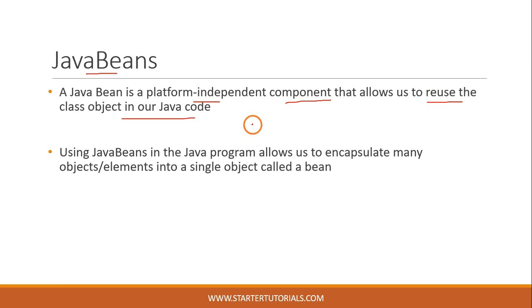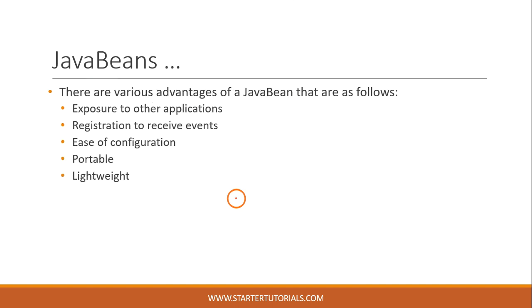Java beans can be used to encapsulate many objects into a single object, which we call a bean. A bean is a Java class, so it contains other objects and also some variables and methods. So that's a Java bean. It's just portable code which we can use across different Java applications.